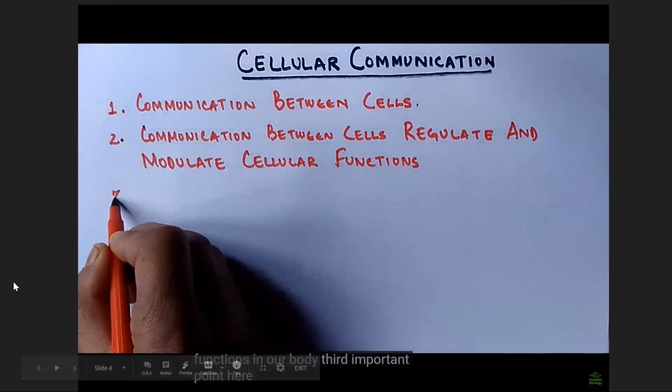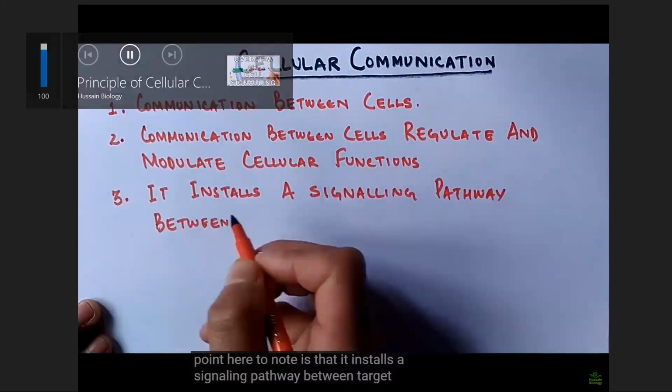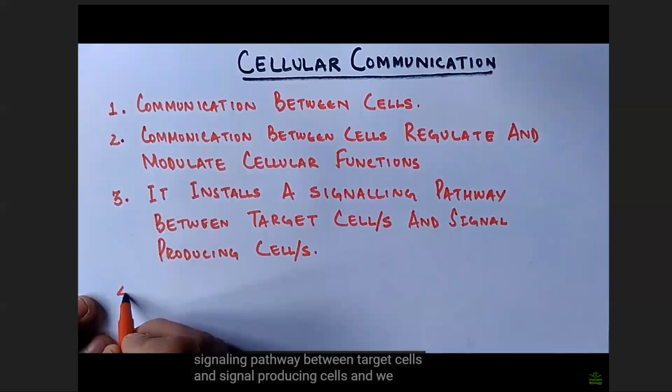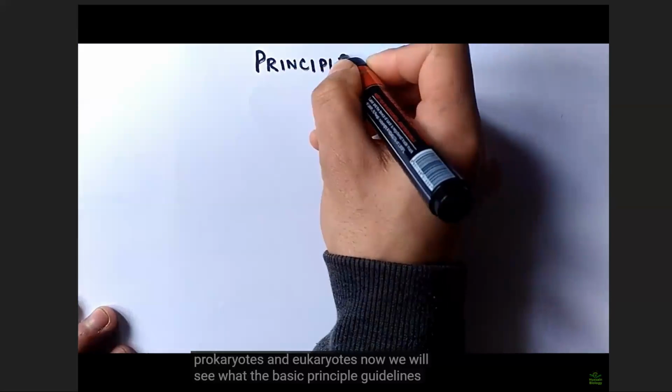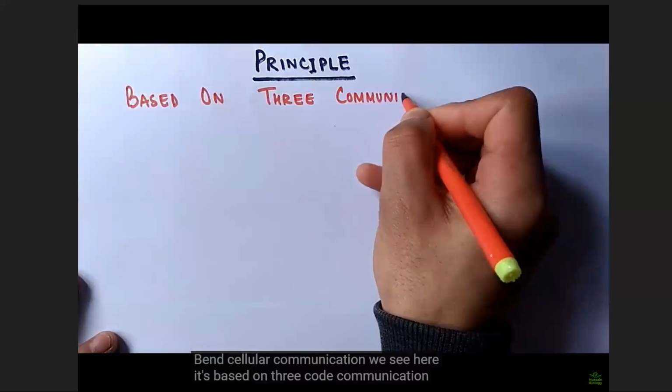Third important point to note here is that it installs a signaling pathway between target cells and signal producing cells. And we see this process occurs in both prokaryotes and eukaryotes. Now we will see what the basic principle is that lies behind cellular communication. We see here it's based on three core communication processes.